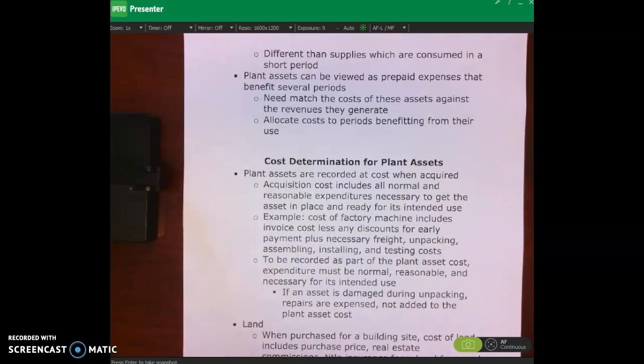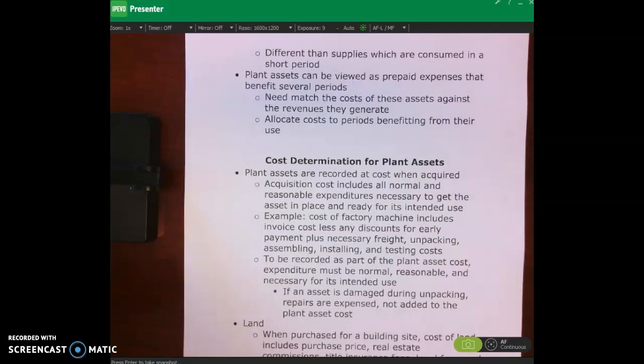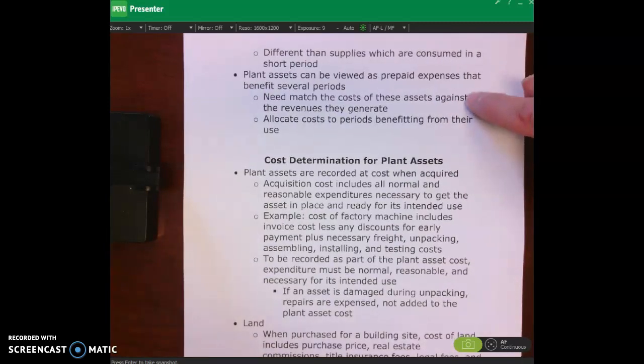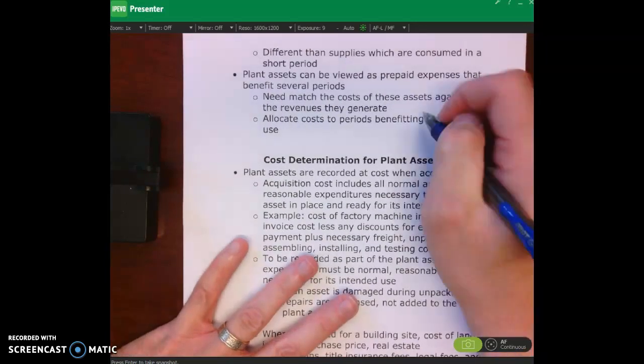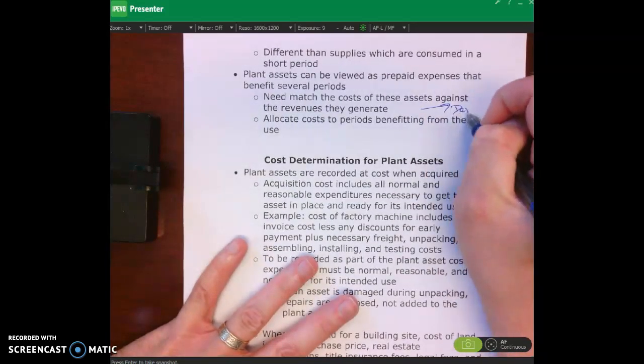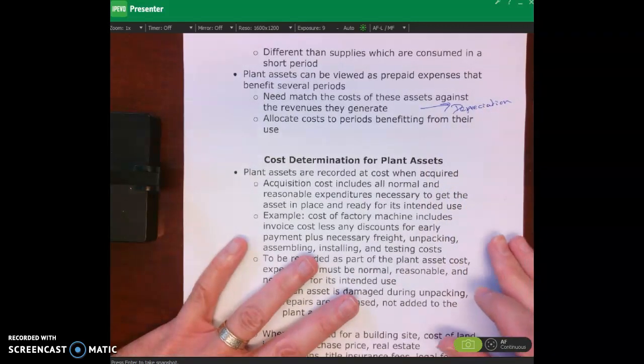Why did we do that? Because of the matching principle. We're going to be doing the exact same thing here with our plant assets, where we need to match the cost of those assets against the revenues that they generate because of the matching principle. This right here is depreciation. And I'll write that down. That is depreciation, and that's something that we'll talk about in subsequent lecture videos.